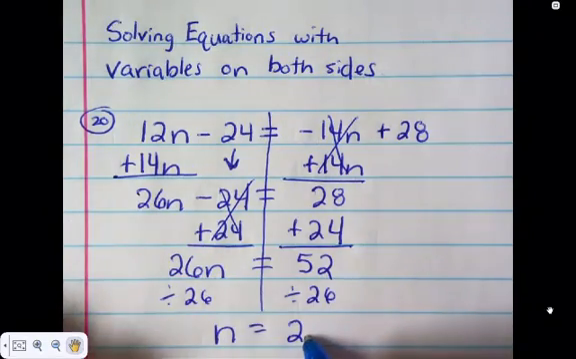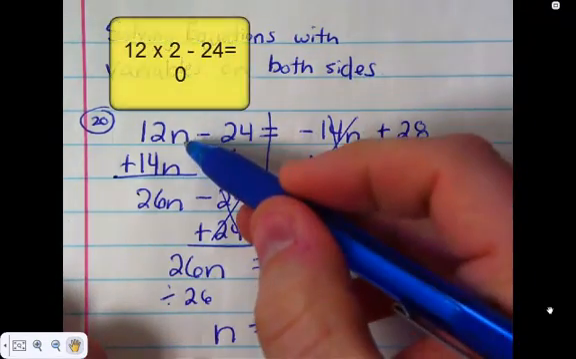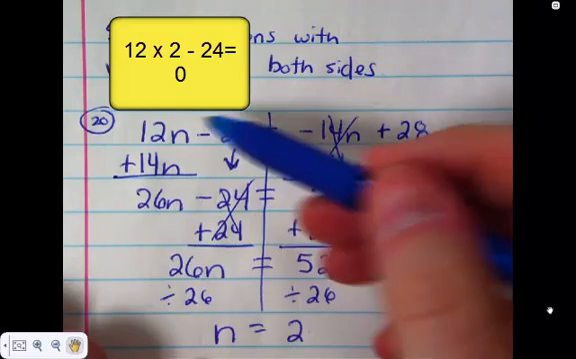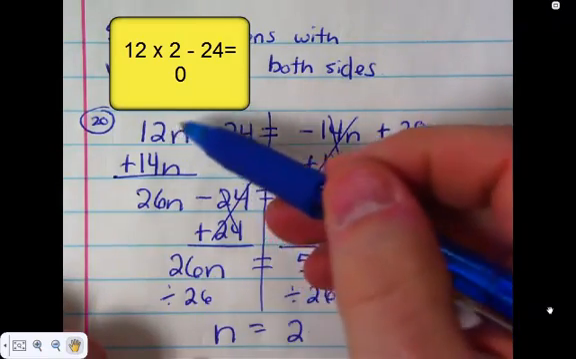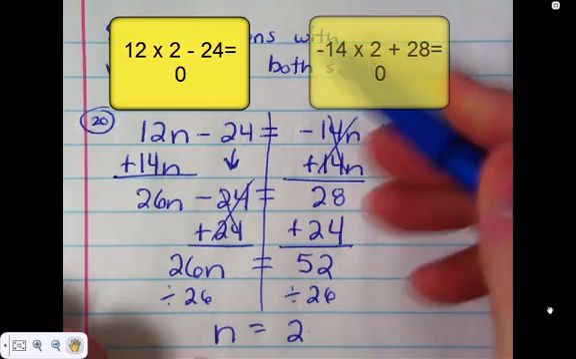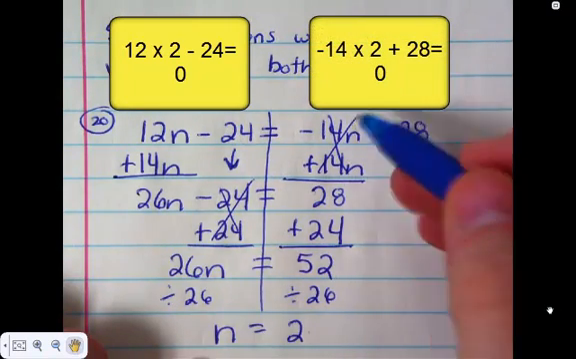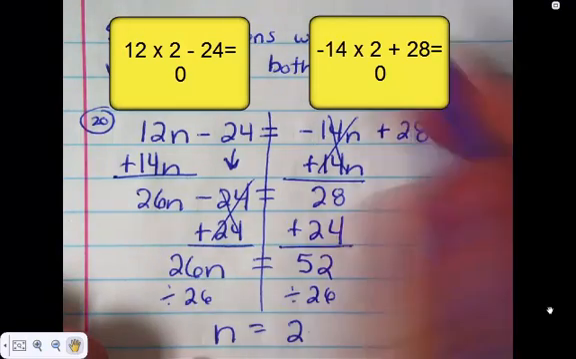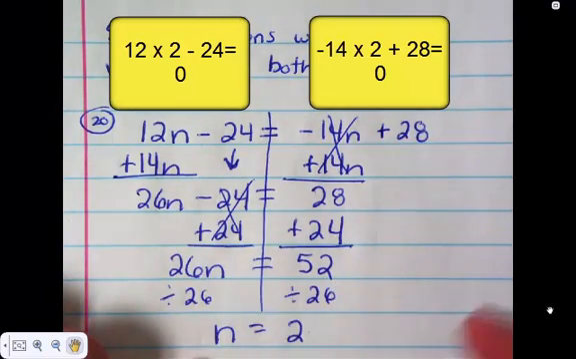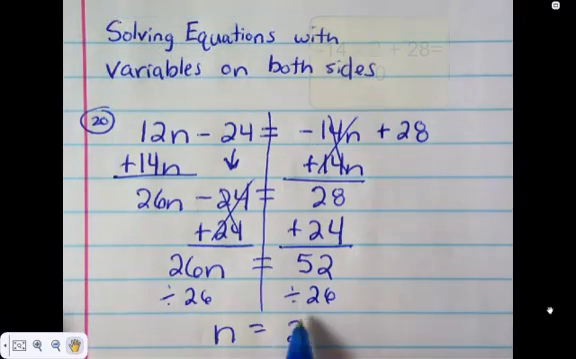So now if we took this 2 and plugged it back in, it would be 12 times 2, which would be 24. 24 minus 24 is 0. And if we do it over here, we'd get negative 14 times 2, which is negative 28. Negative 28 plus 28 would be 0. Both sides would equal one another, and that's what we're trying to figure out when we solve equations. So our final answer is n equals 2.